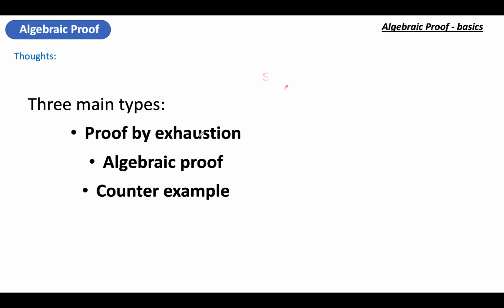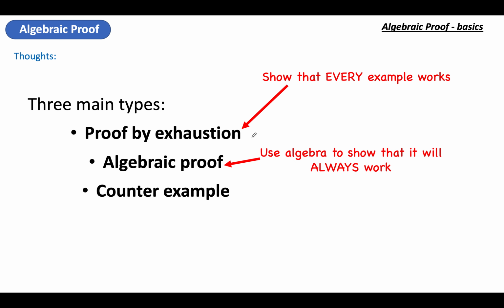Proof by exhaustion. Now this one is that basically you show every example works. So you would just do lots of examples until you've done every example that could possibly happen. There aren't many times that you can use proof by exhaustion, because generally there are an infinite amount of numbers that you could use for something, which means you need an infinite amount of examples, which means you're never going to finish. So it's unusual to use proof by exhaustion, unless you've just got a limited set of numbers to work with, maybe.